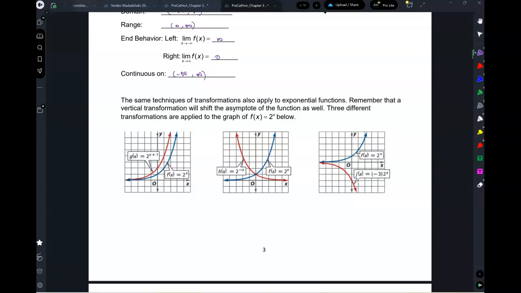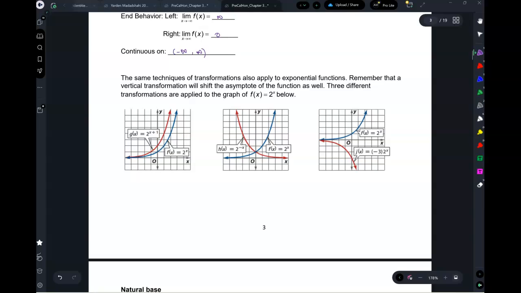Transformations. Same sort of transformations apply, right? So remember, in the case of the parabolas and all the other stuff, same thing. So here we have the blue is f of x equals 2 to the x. And here when I have g of x equals 2 to the x plus 1, right? This is similar to having, like g of x is equal to x plus 1 squared. So the graph moves to the left.